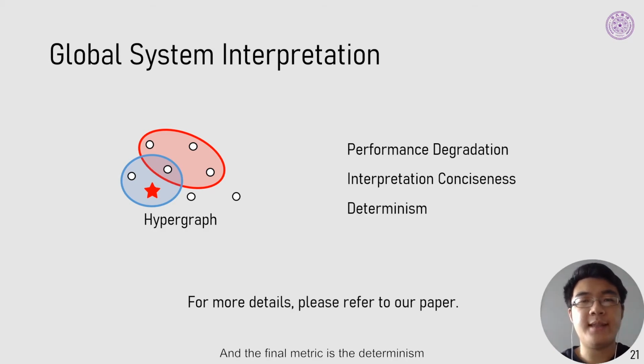And the final metric is the determinism. That is to say, we expect each connection to be either critical or not critical. Otherwise, the agent will learn to allocate all connections the same importance and generate meaningless interpretations.